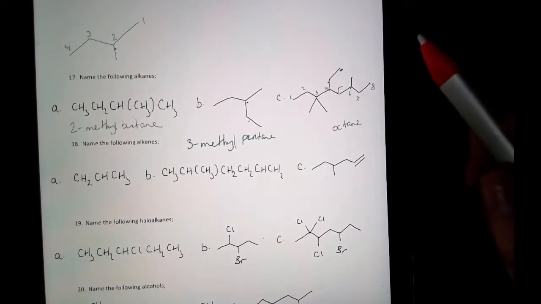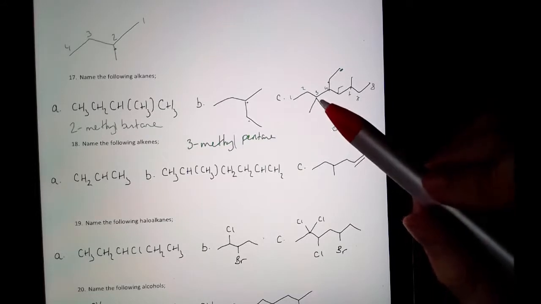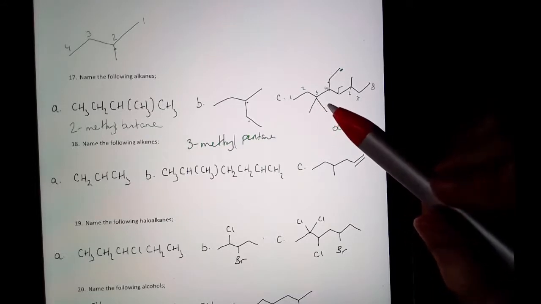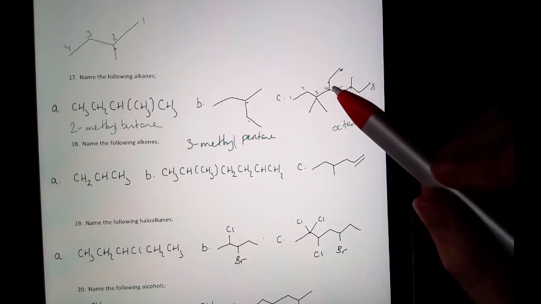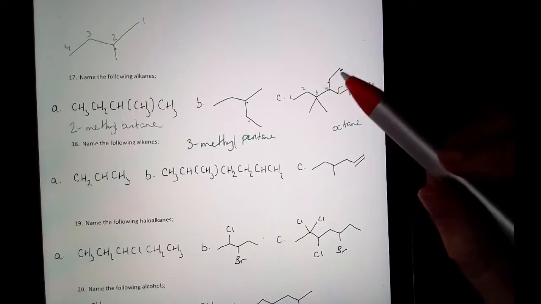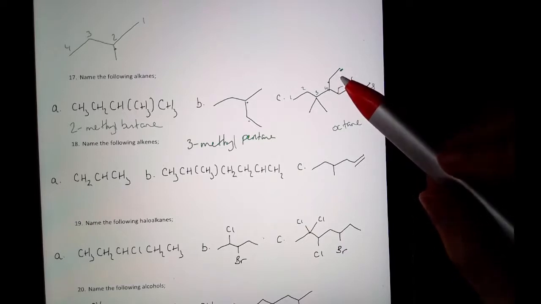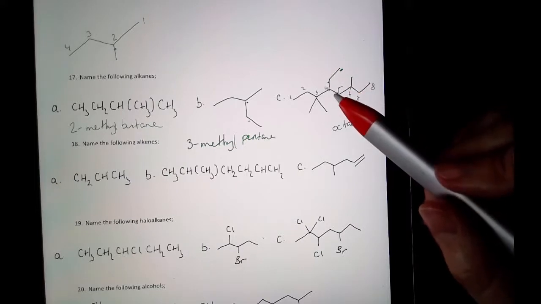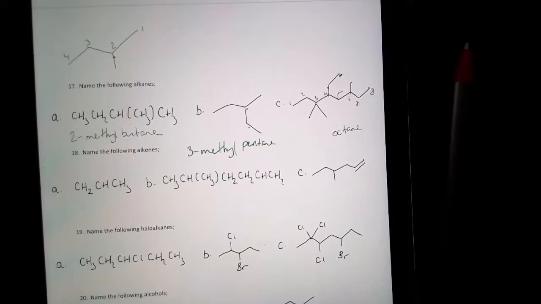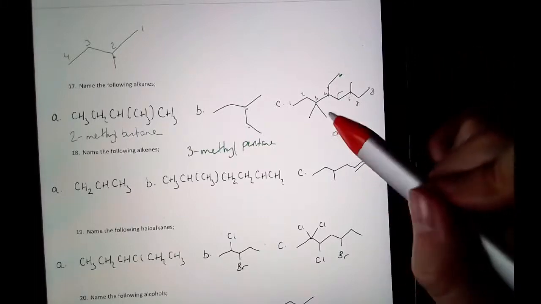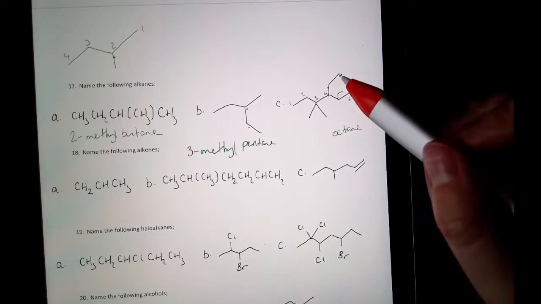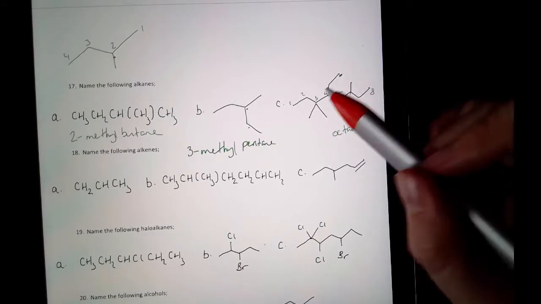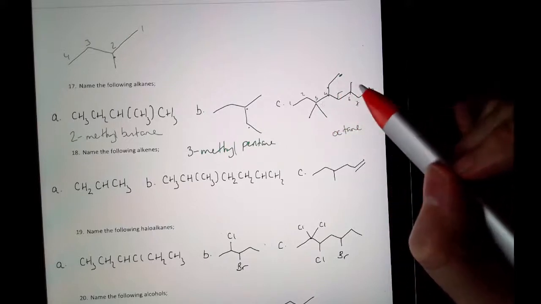I've got 3 substituents. On carbon 3, I've got 2 methyl groups. Because it's 2 methyl groups, I'm going to be calling it dimethyl. On carbon number 4, I have got 2 carbon groups joined together. That makes it an ethyl group. Okay, so I've got dimethyl and I have got ethyl. When you are naming these substituents, you have to put them in alphabetical order. So you've got a methyl substituent and you've got an ethyl substituent. E comes before M, so you're going to put the ethyl substituent first.